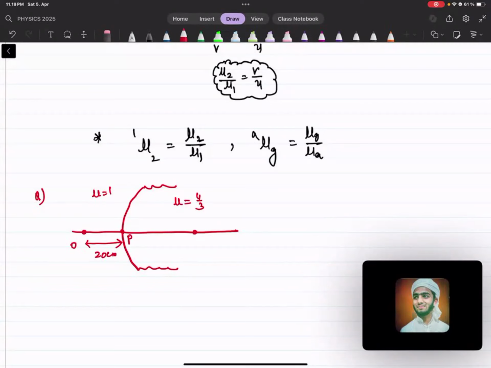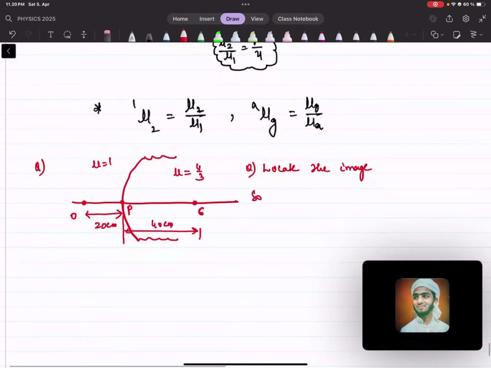And this is the center of curvature C. And center of curvature distance is right now for me, from pole to this surface, this distance is given for me as 40 centimeters. I need to calculate the position of the image. So I can write here, locate the image. This is the question for the object O.